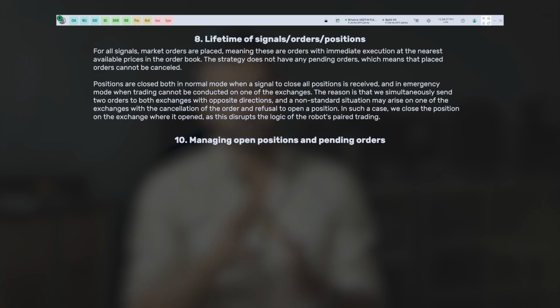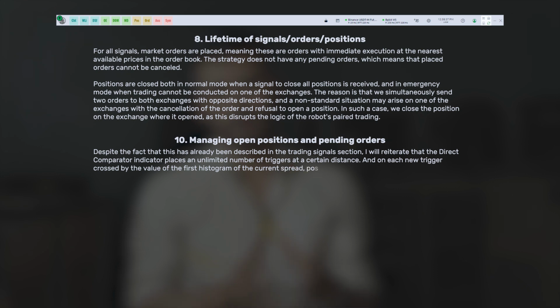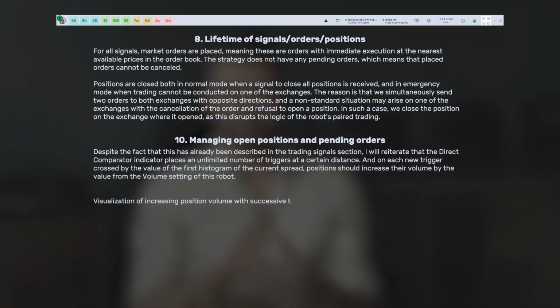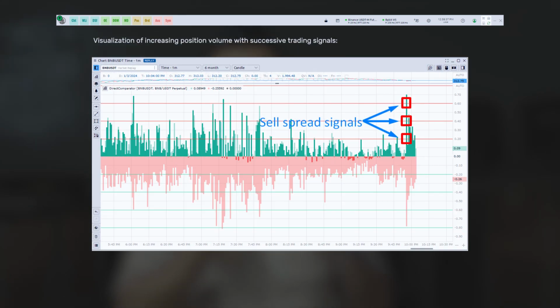If your strategy allows for increasing the position size with additional volume under certain circumstances after executing the initial order set by the opening position signal, and outside the trading signal to increase the position volume, these circumstances also need to be described in the section on managing open positions. In my example, despite the fact that this has already been described in the section on trading signals, I will repeat that the direct comparator indicator places an unlimited number of triggers at a certain distance, and on each new trigger crossed by the value of the first histogram of the current spread, positions should increase their volume by the value from the volume setting of this robot.